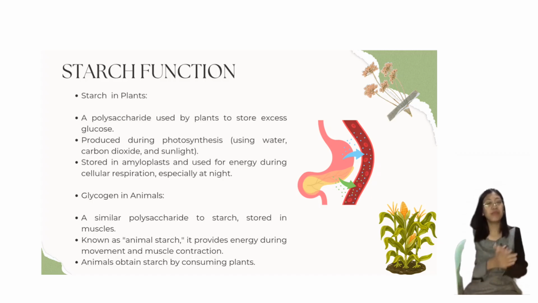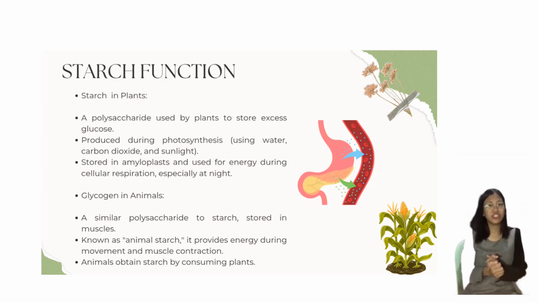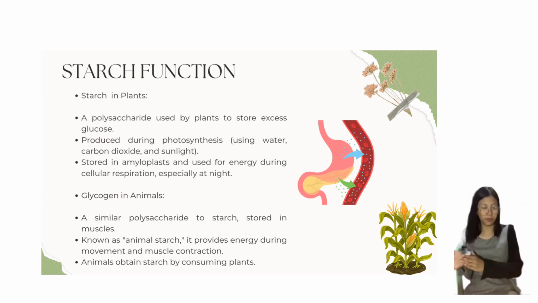Starch function in plants and animals. So, plants make starch as a way to store energy. During photosynthesis, plants take in sunlight, water, and carbon dioxide, and use that energy to create glucose. It is a type of sugar, as I said earlier. But plants don't always need all the glucose they make right away. So, they convert some of it into starch and store it for later.